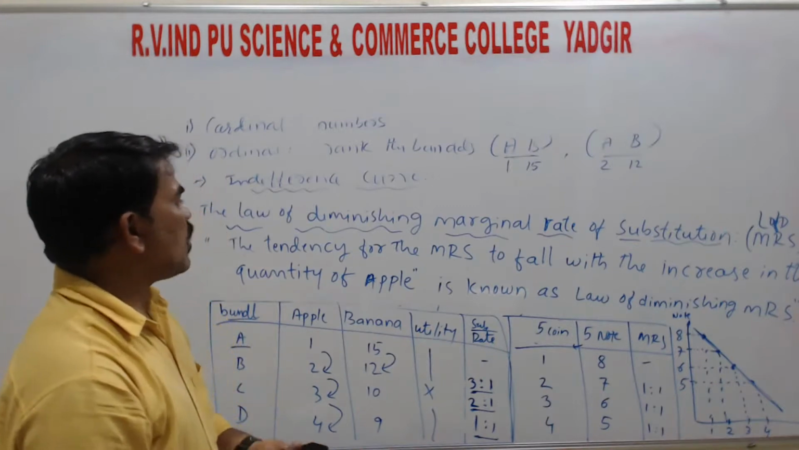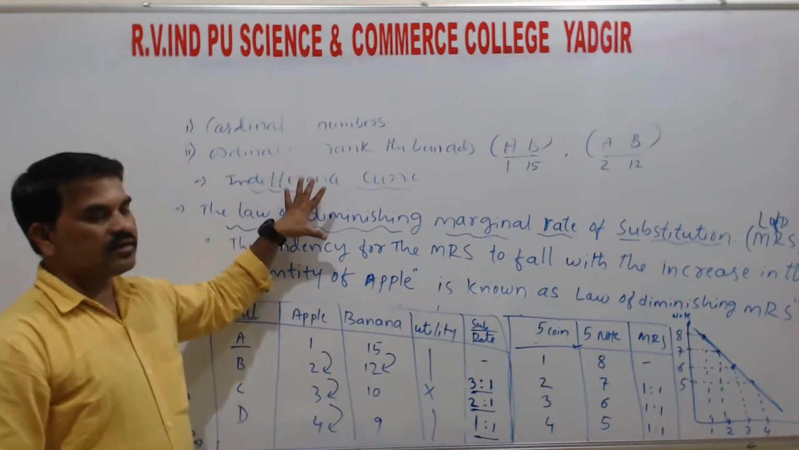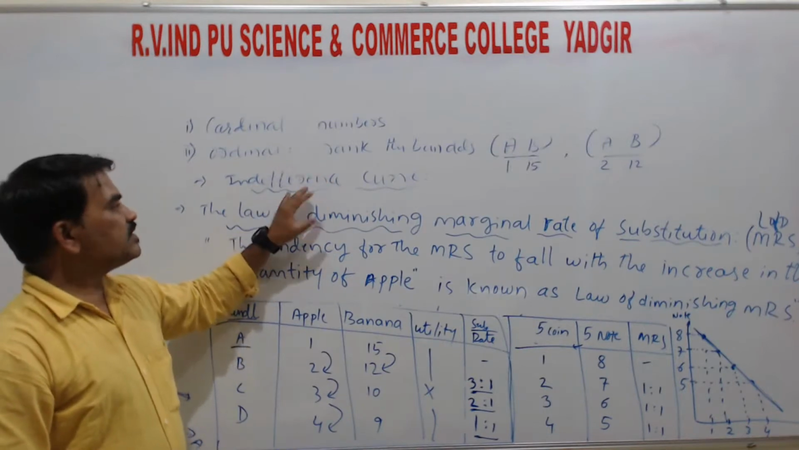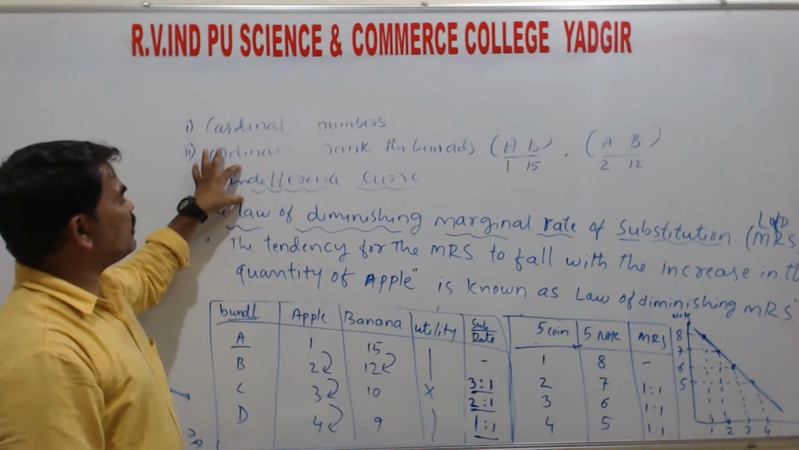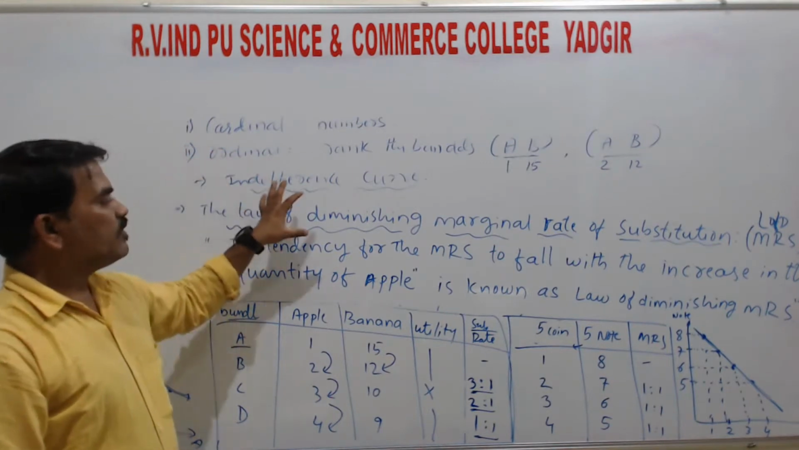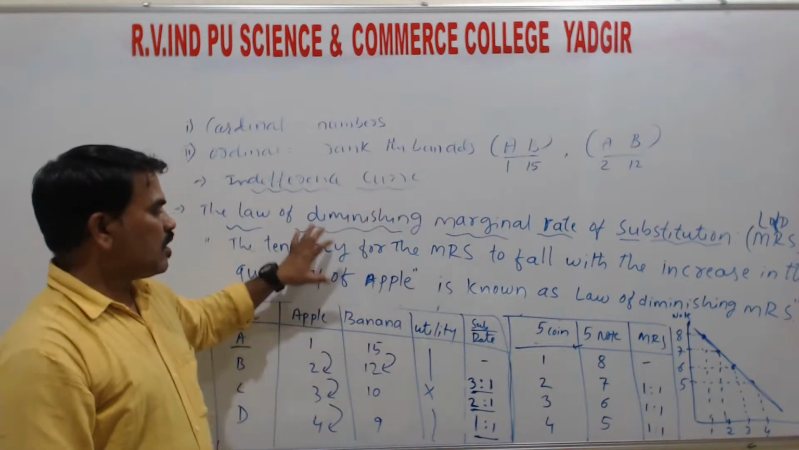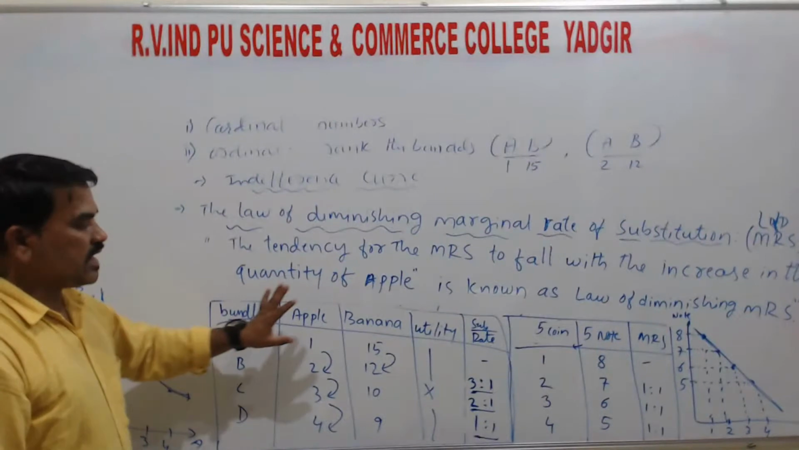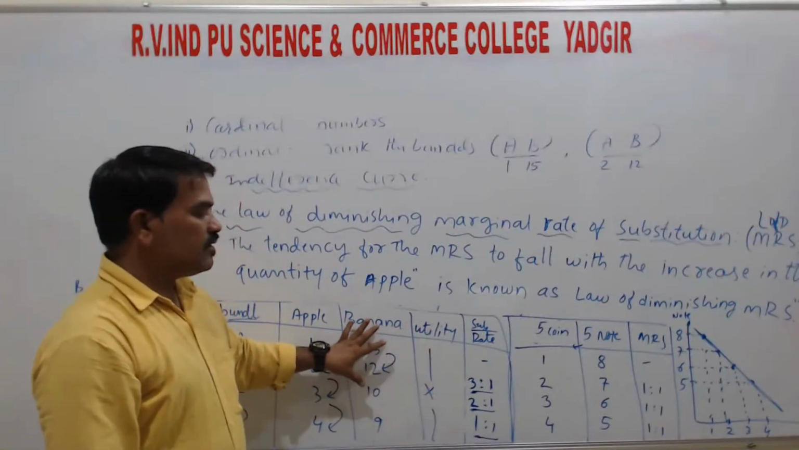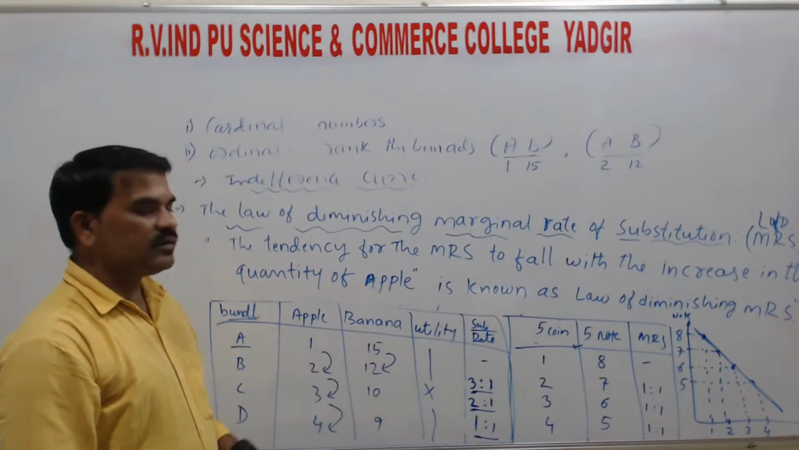Okay, so we'll stop here. The next topics we can discuss. Hope you understood this concept. It's very simple. So, in ordinal, we have discussed indifference and law of diminishing marginal rate. And what do you mean by marginal rate of substitution? All those things, and how this curve looks like, and what this table tells about the substitution rates.